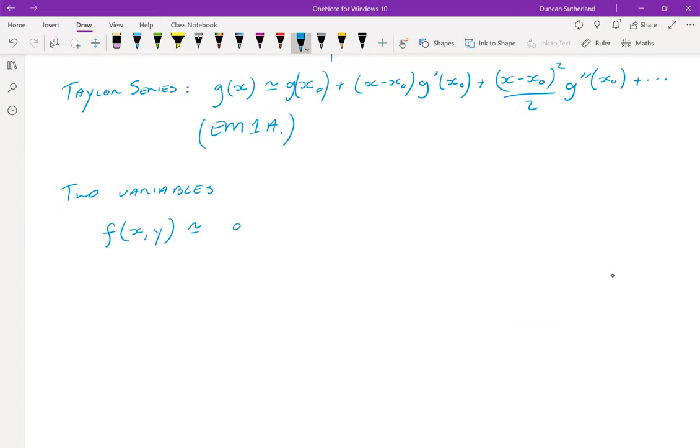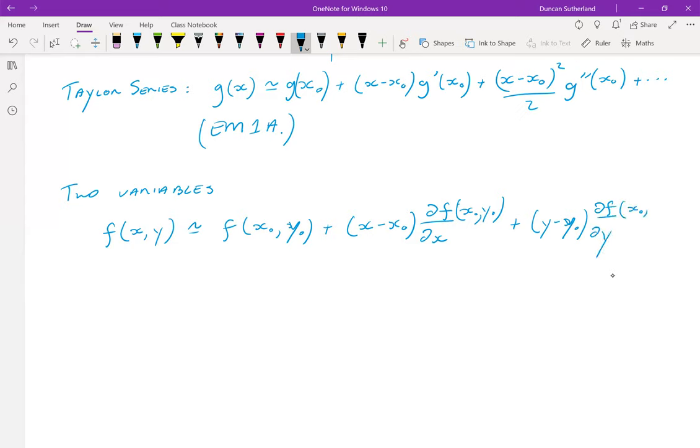That is, we've got f of x naught y naught plus the first derivative with respect to x times the distance between them, evaluated at x naught y naught again, plus the y derivative. We also have then the second derivatives.